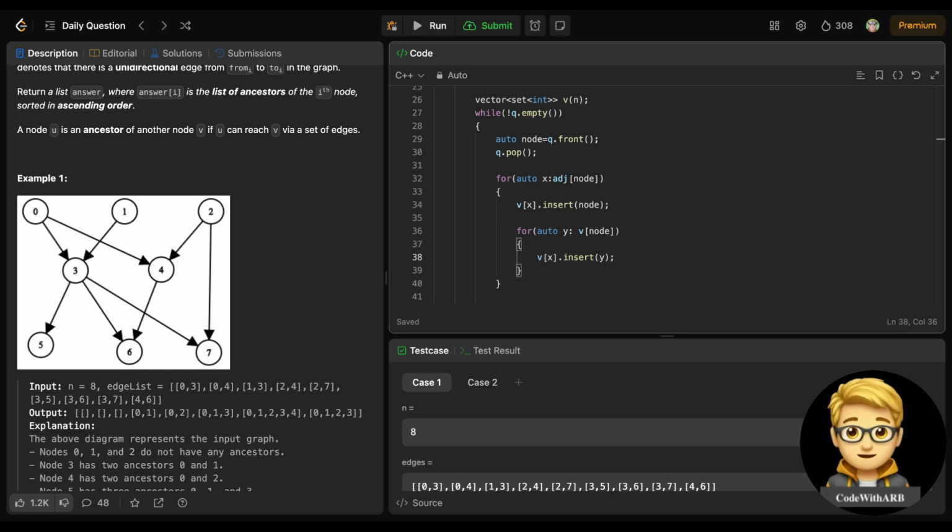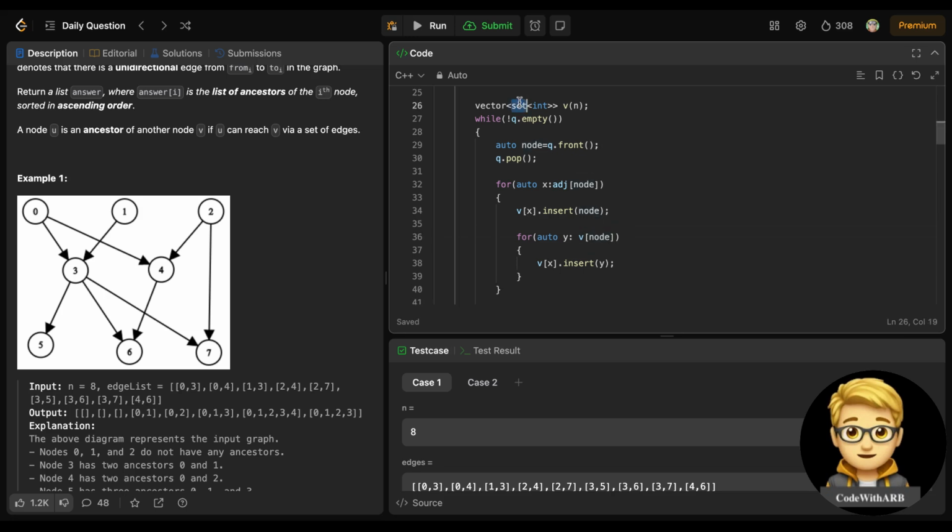So that's how I will store all the ancestors for this x's children, because x's parent is a node and we are also fetching the node's parent, right? So this is how we will fetch all the ancestors.